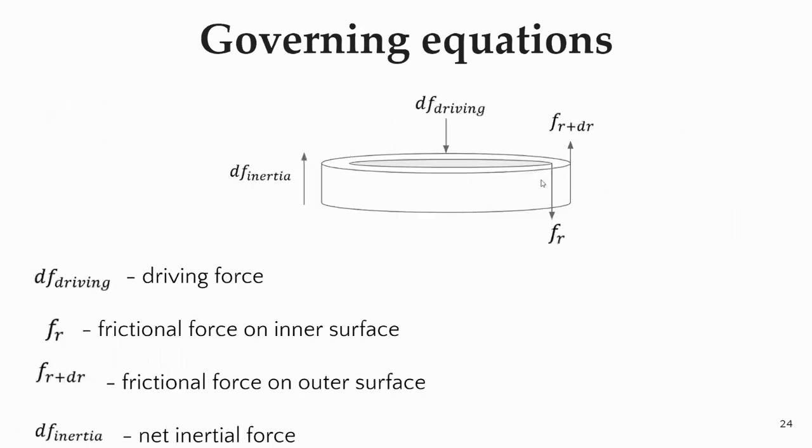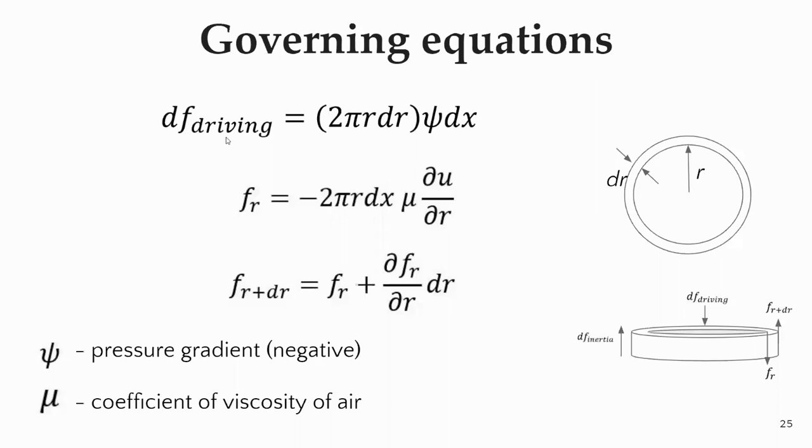Now this is the free body diagram of the forces acting on this element: the inertia force, the driving force, and the frictional forces on the inner side and the outer side. Now these are the equations. The driving force equation is this because psi is the pressure gradient, so psi dx means the differential pressure across the element. We know pressure multiplied by area gives the driving force. 2 pi r dr is the area that you can see right here, 2 pi r into dr. So this is the driving force.